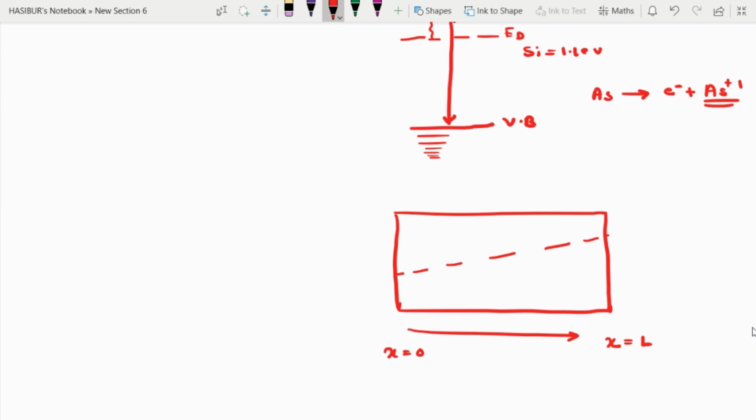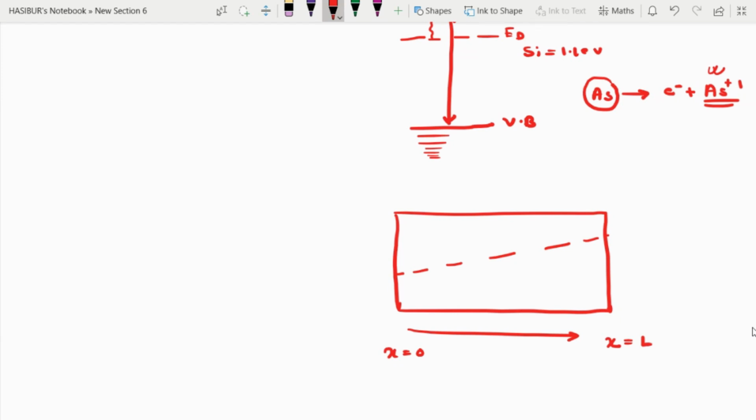Now, what will happen? I have shown that whenever arsenic is doped inside the silicon crystal, there will be a free electron, and the arsenic will be a positive ion. That's fine. Now, my question is, I haven't attached any external bias. So, will there be any electric field, or will there be any current? These are the concepts I want to address here.